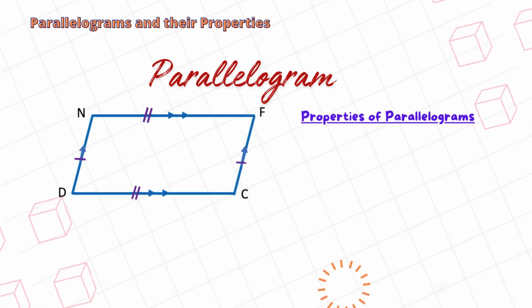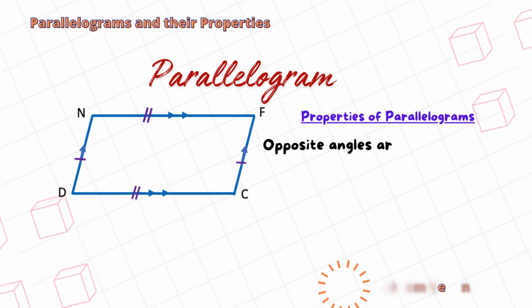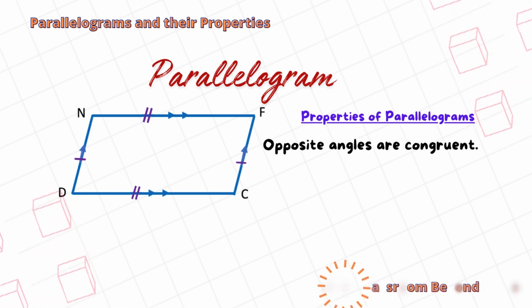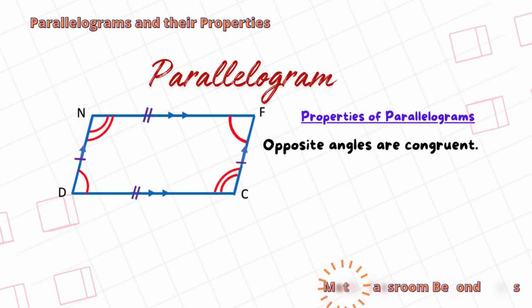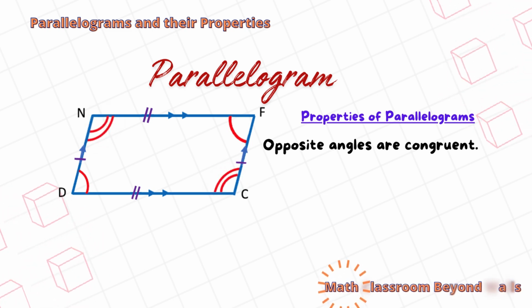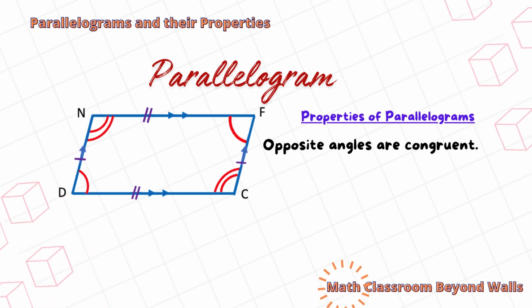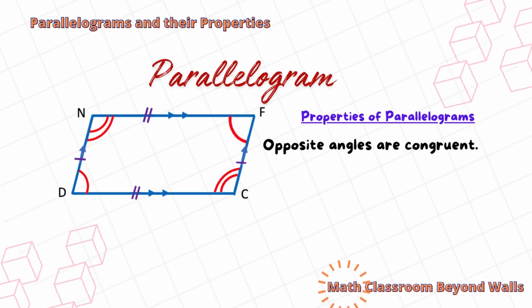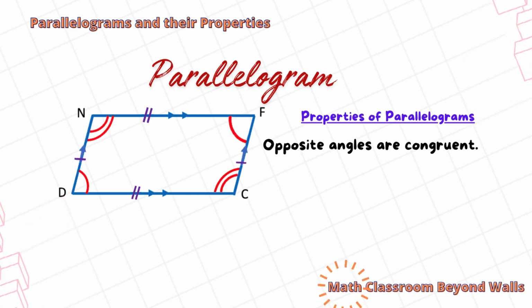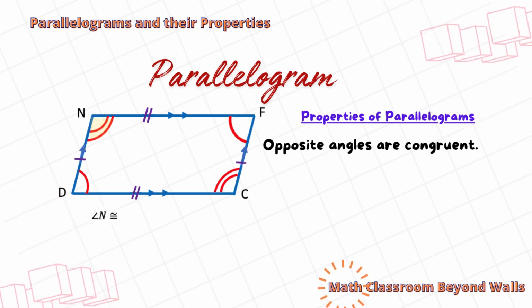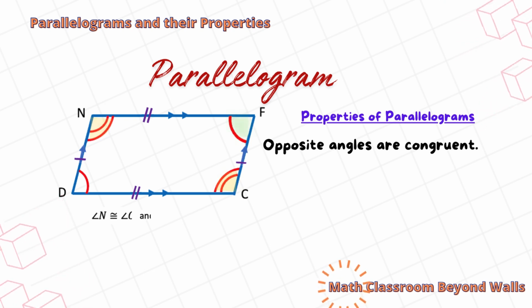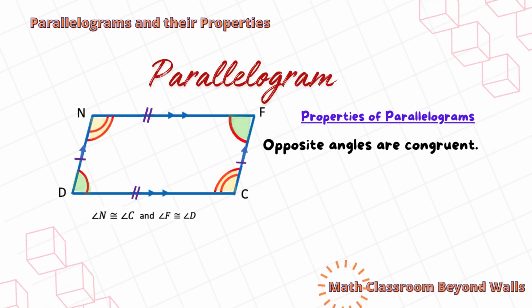Third, its opposite angles are congruent. The arc on the angle illustrates this property. The same number of arcs indicates the angles that are congruent. Thus, we can write this statement. Angle N is congruent to angle C, and angle F is congruent to angle D.